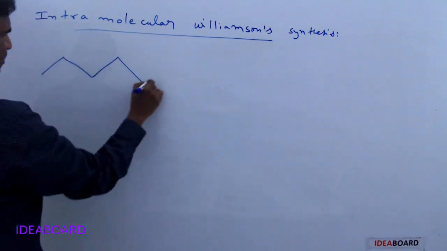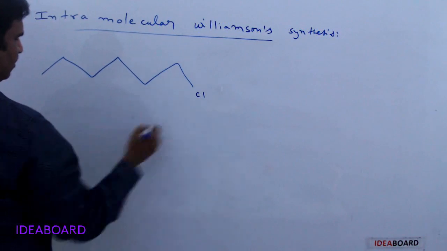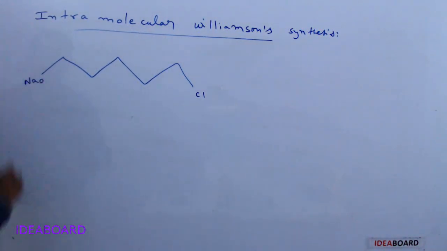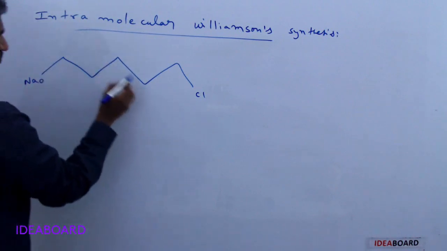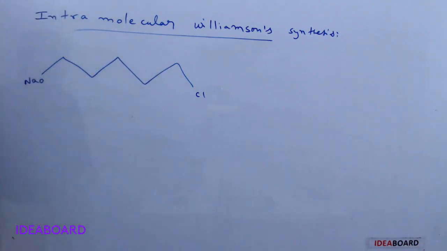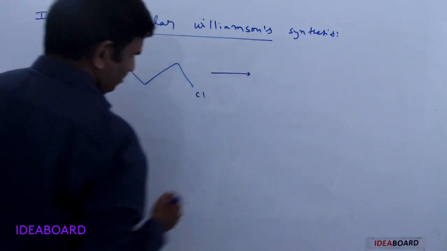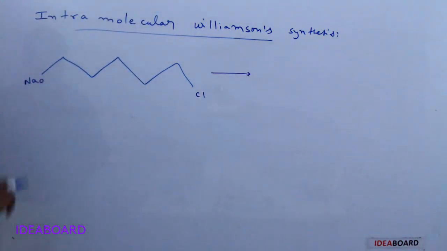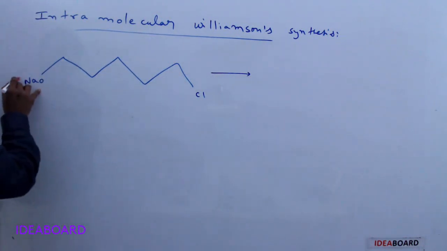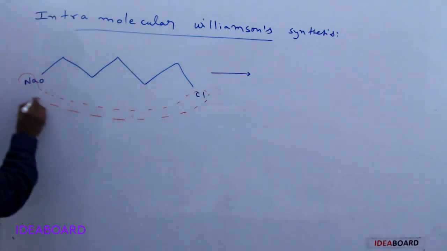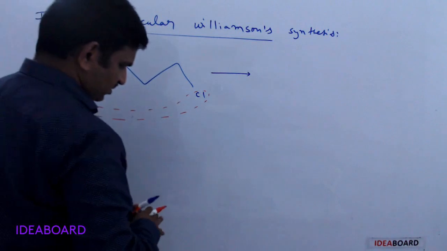Here we are taking chlorine, and here we are taking a sodium alkoxide group. So 1, 2, 3, 4, 5 carbon atoms are present, and in this method, one terminal has a chlorine atom and the other terminal has a sodium atom. So the chlorine atom and sodium atom are removed, minus NaCl.